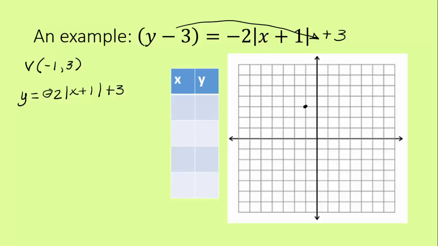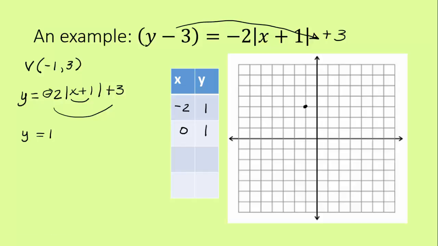Let's plug in some x coordinates, okay? In our table of values, I'm going to choose x values that are to the left and to the right of the vertex because these graphs are symmetric and the vertex is the center from left to right. So since I've got a point at -1, I think I'll plug in -2 and 0 to begin. If x was -2, I would get -1, but then take the absolute value of it, so it'd be +1 times -2 is -2, and then -2 plus 3 would be equal to just 1. If I plug in 0, I get a 1 in my absolute values, so 1 times -2 is -2 plus 3 is also 1. Interesting.